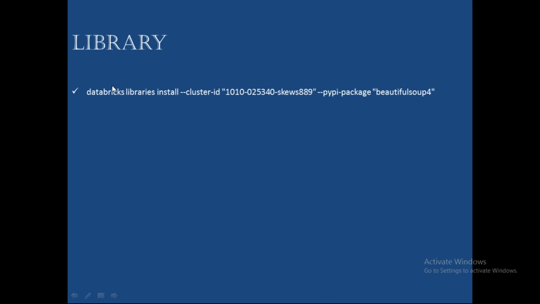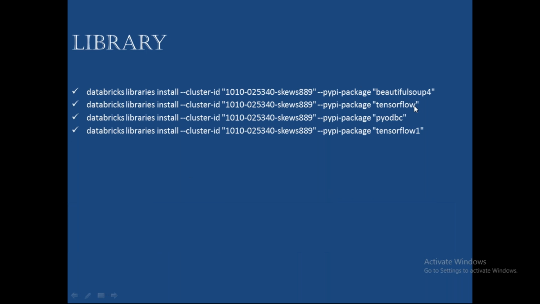Now, if it is libraries, then you have to say Databricks libraries install, I want to install, and on which cluster you want to install, that cluster name you have to put here, the cluster ID. Now, what is the package name? That package name I need to put. Something like that, you can install all these four.